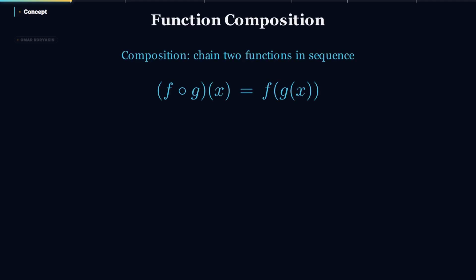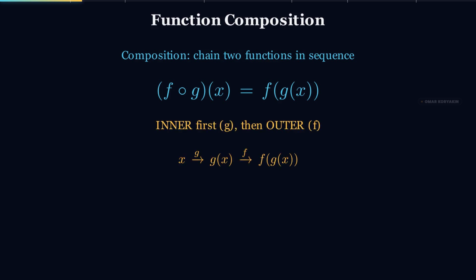Function composition combines 2 functions f and g into a new function written f∘g, evaluated as (f∘g)(x) = f(g(x)). The inner function g is applied first to the input x, and the outer function f is applied to the intermediate result. The composition is itself a function with its own rule, domain, and range.